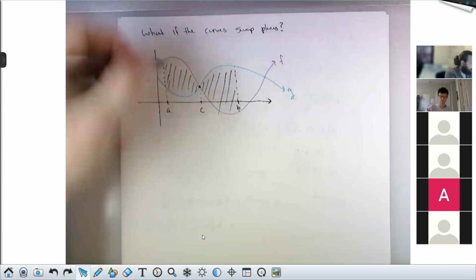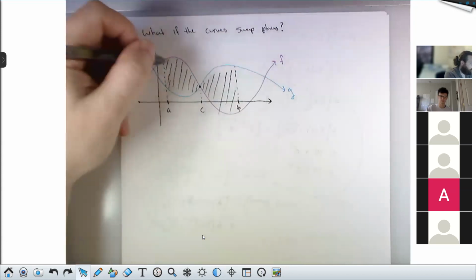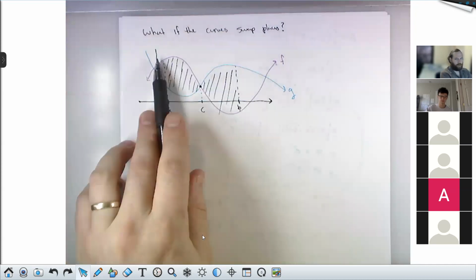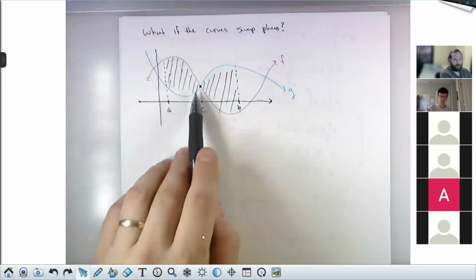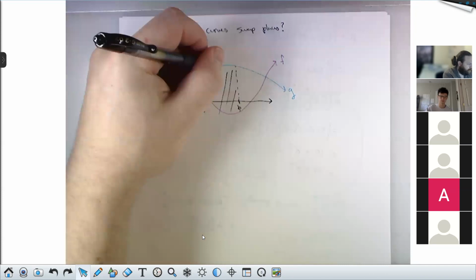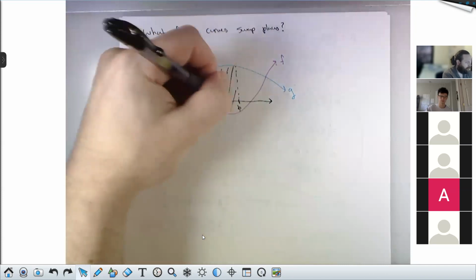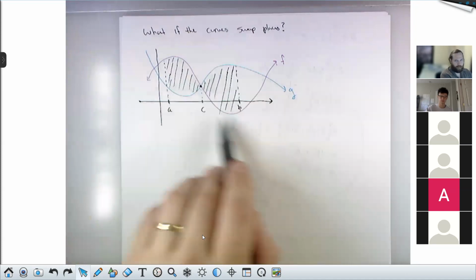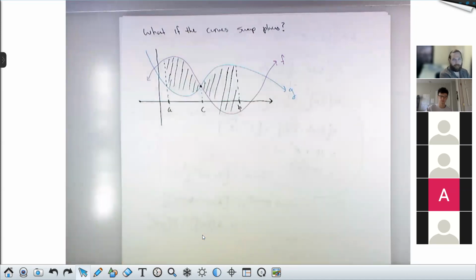If I just asked you for the area between these two curves from a to c, from here to here, you would integrate the purple minus the blue, right? Upper minus lower. And if I asked you just for the area between these curves from c to b, you would integrate the blue minus the purple, upper minus lower again. So if the curves swap places, you just need to split it up.